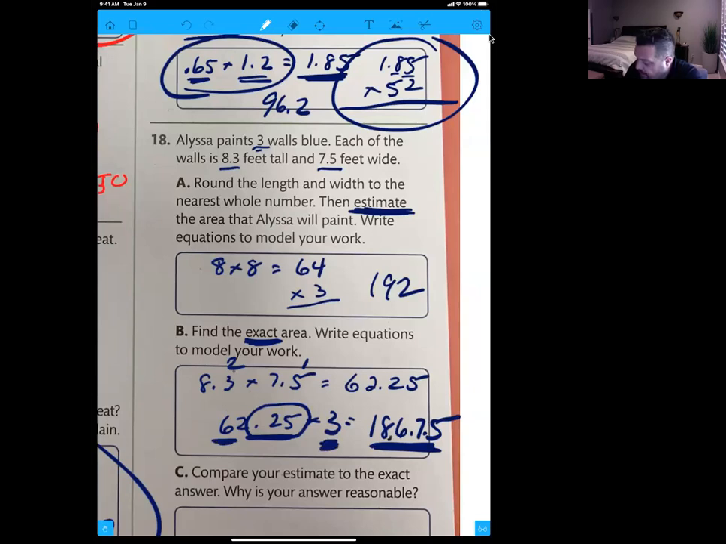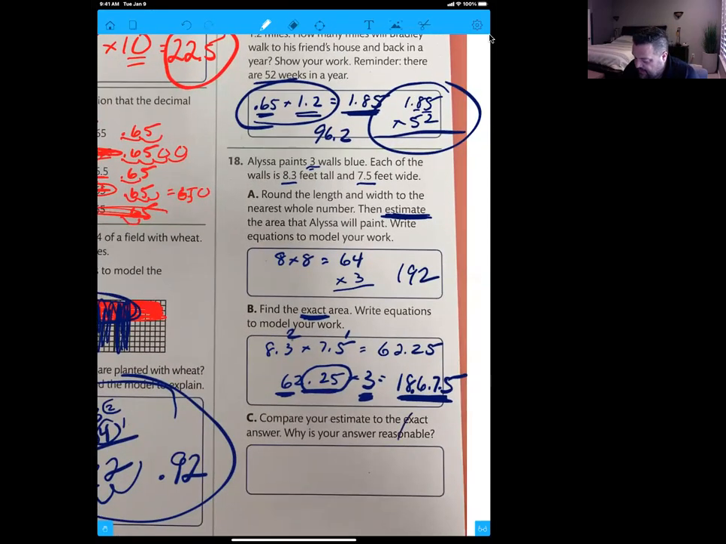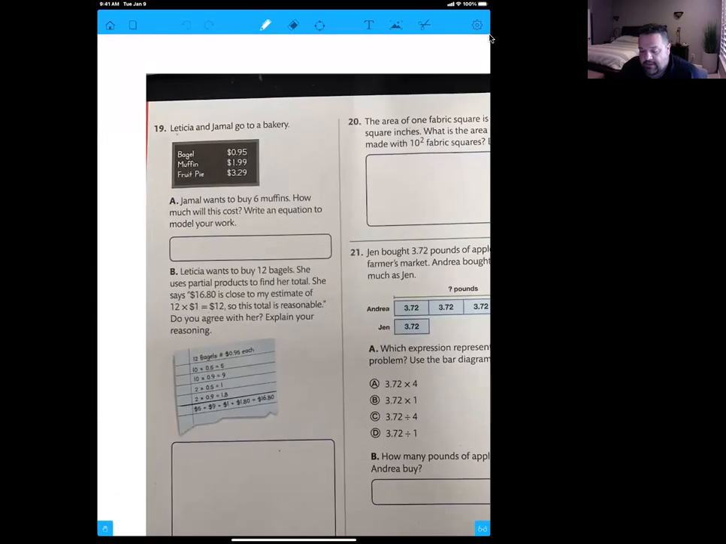If you move it the wrong way and you get 18, well, if you have 60 something times 3, is the answer going to be 18? That's how you have to double check your problem, right? And then compare your estimate. Was it reasonable? 186, 192, I'd say it's reasonable, right? All right.